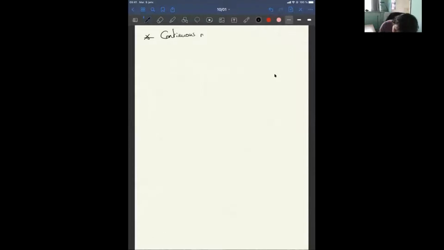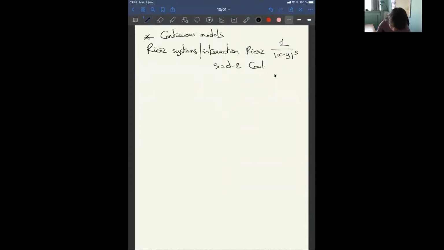then there are continuous models. So in continuous models, you're just working in R^d or in a box of R^d, and then you have to specify the interaction. So I guess one example would be these systems where the interaction is Riesz, so 1 over x to some power s. Okay. If s equals d minus 2, it's called Coulomb. If s goes to plus infinity, sometimes people say that it's a limit of hard spheres. I won't elaborate on that.